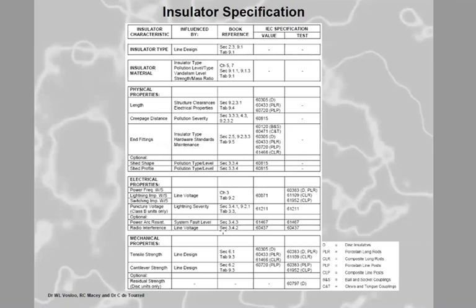Okay, so you will see that if you go take a look at the insulator's characteristics and influences, the book reference where you can go and find it in the book, and then what IEC test you must specify, the value or the test, and everything is there. So in here, you'll see that if you're setting up an insulator spec, that is the minimum requirements for you to set up that spec. Very handy for industry.